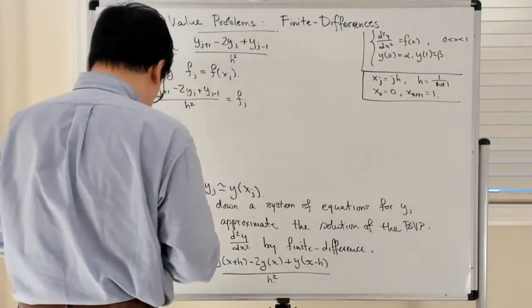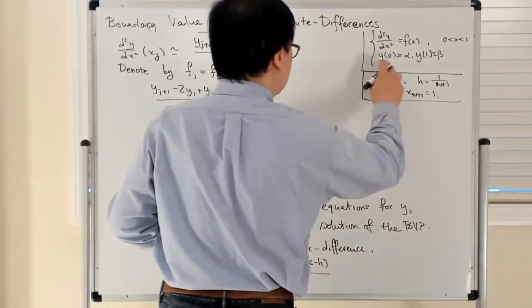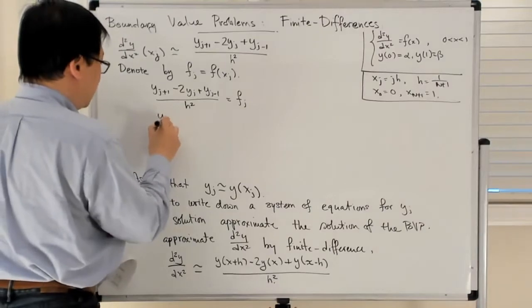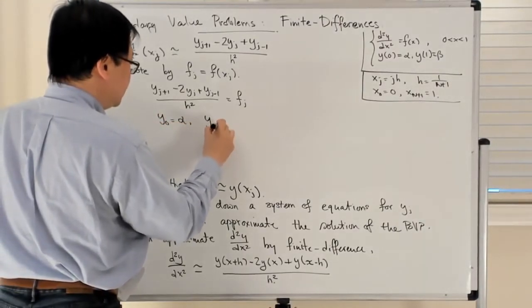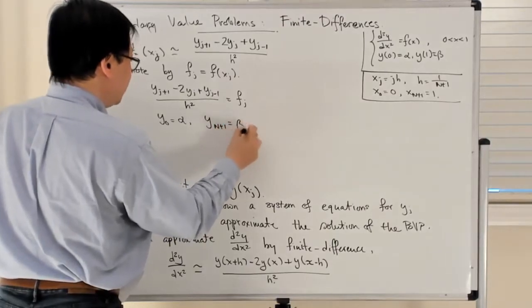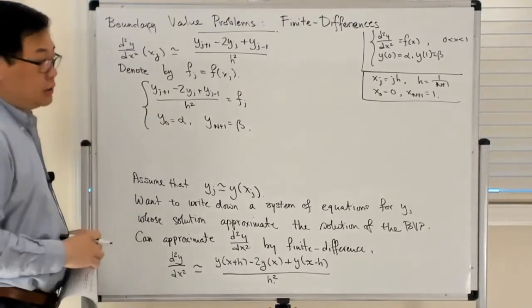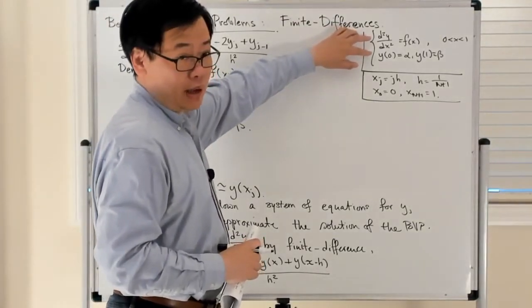So with that identification in mind, you can replace these boundary conditions by saying that y at 0 is equal to alpha and y at n plus 1 is equal to beta. So now that system of equations is an approximation, if you will, of this boundary value problem.